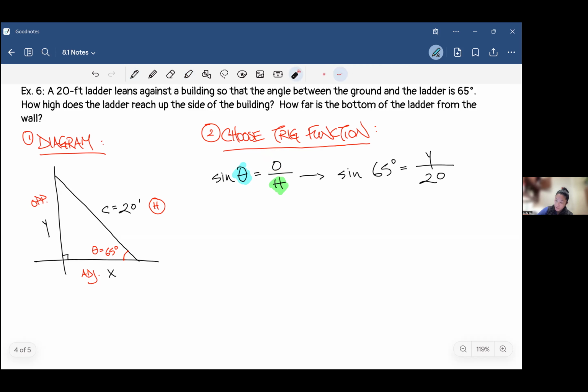Let's now also figure out what I might do to say how far the bottom of the ladder is from the wall. So this time I'm looking for x, which is the adjacent. Now I have the hypotenuse. I want to find the adjacent. Hopefully that's us thinking, oh, cosine of theta is adjacent over hypotenuse. Okay. In other words, we can say cosine of 65 equals x over 20. All right. So again, the different pieces of information, opposite and hypotenuse tell us we want sine, but adjacent and hypotenuse tell us we want cosine.